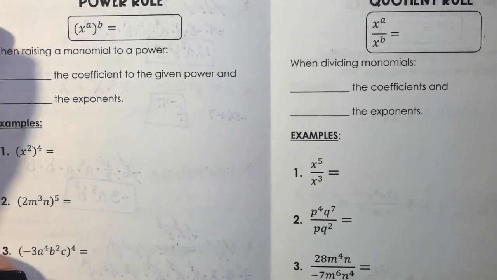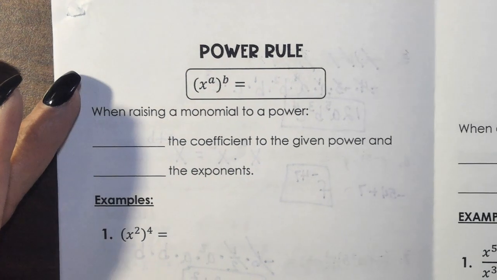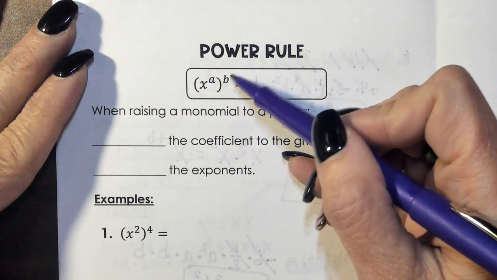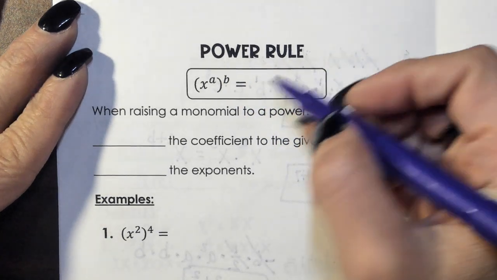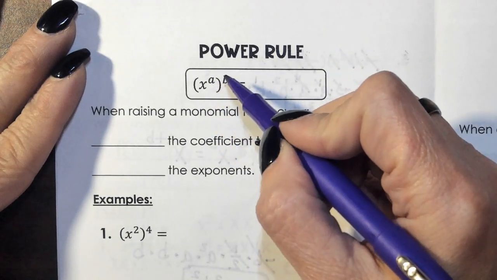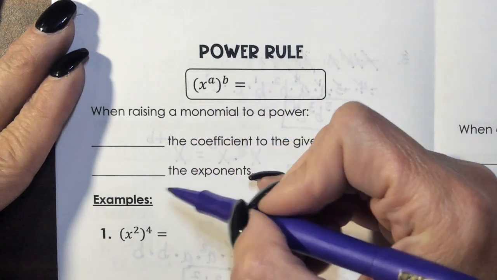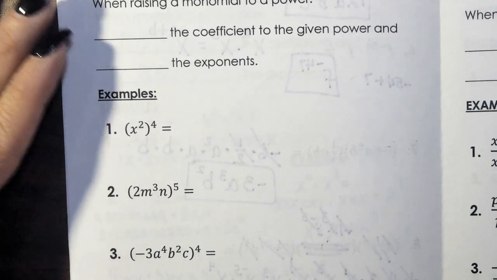Continuing on, everybody. Okay, so we are on the power rule. So again, the power rule, x to the a, and then we're going to raise it to another power. Sometimes we call this a power to a power. Now, I'm not going to give it to you because you're going to tell me what that is. All right, so let's just start off with a basic example.